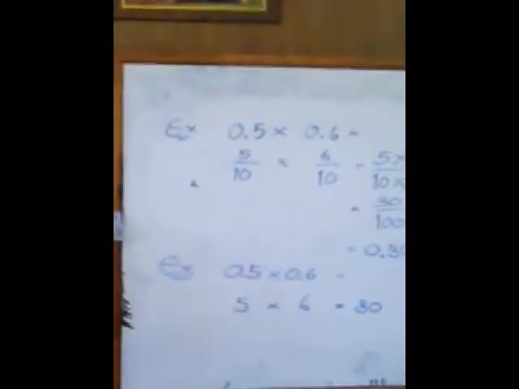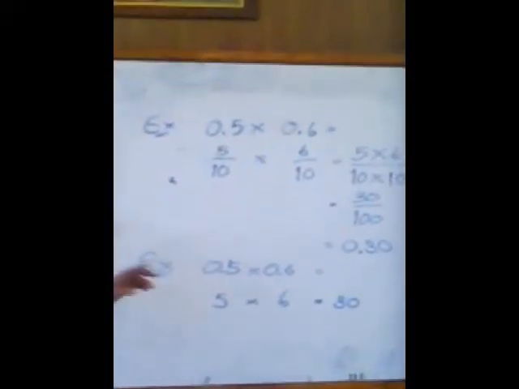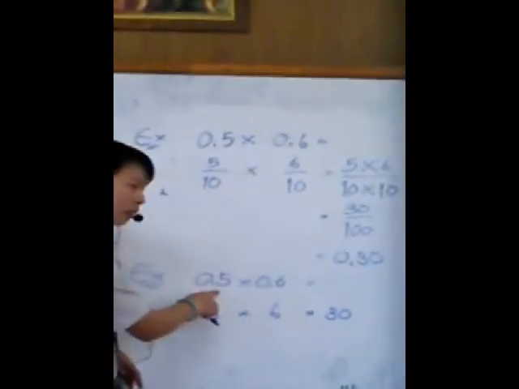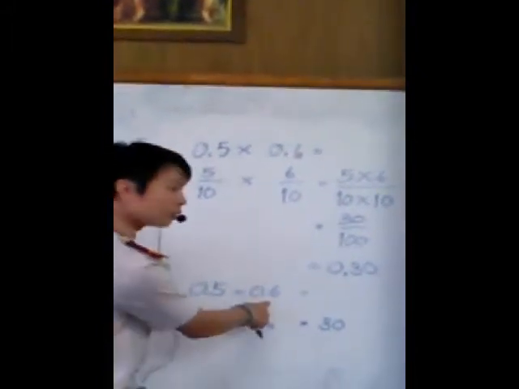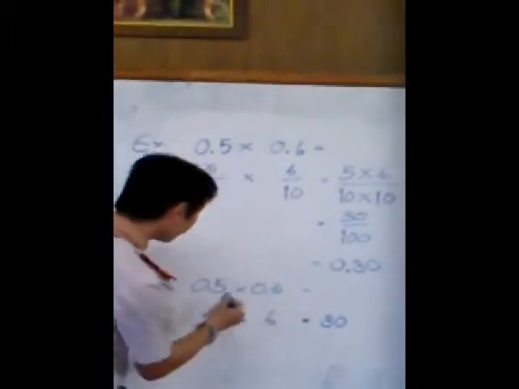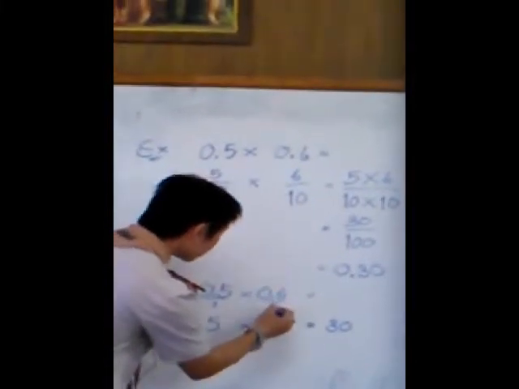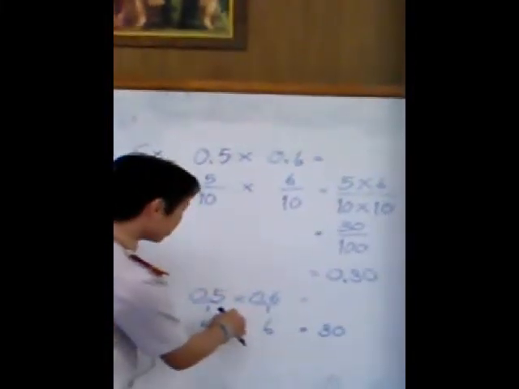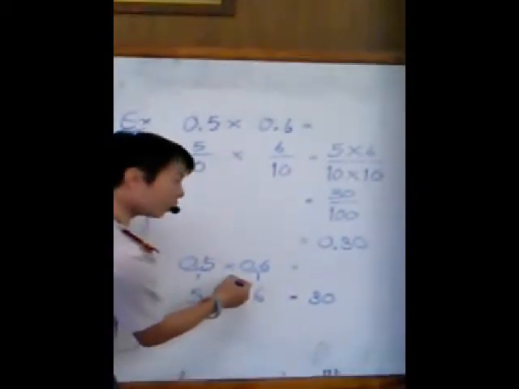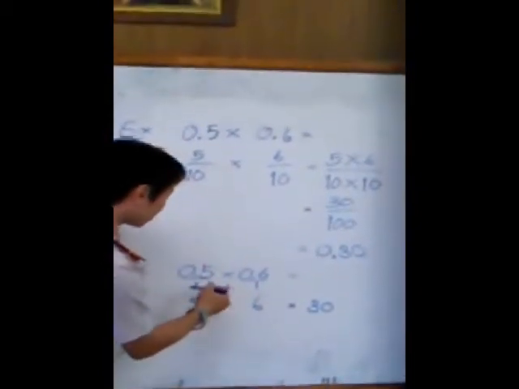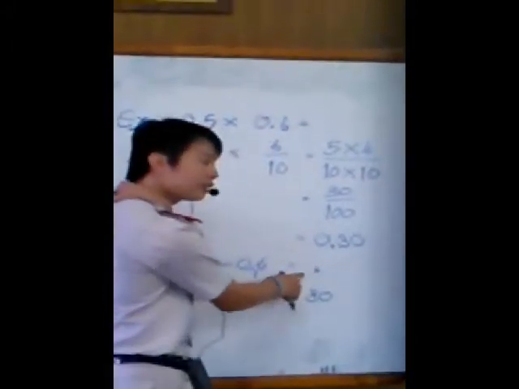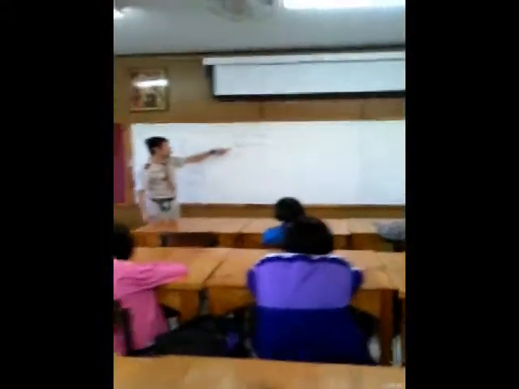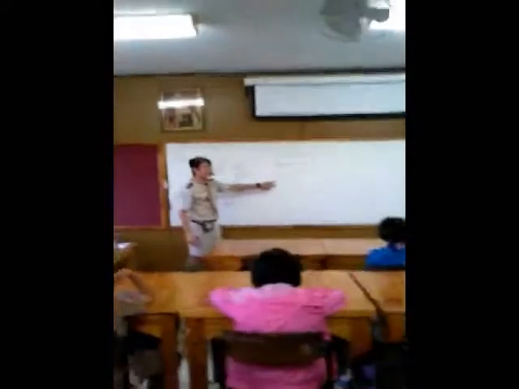After that, you count the places of this decimal. How many places? One. Okay. And plus one equal to 2. Okay. The answer must have 2 decimal places, whether the number is positive, negative, or 0.